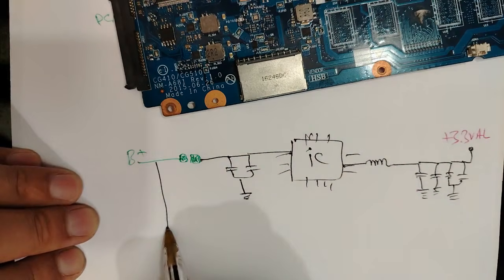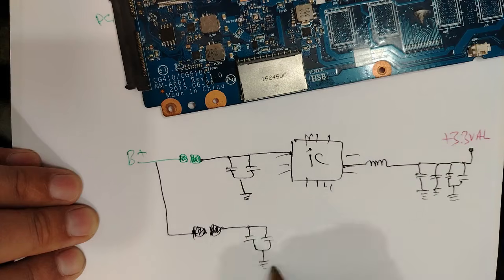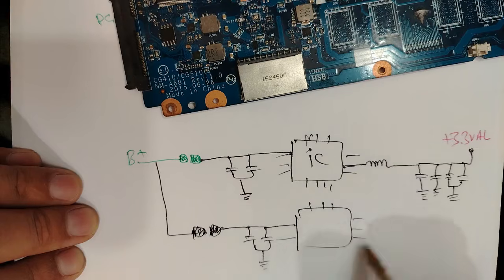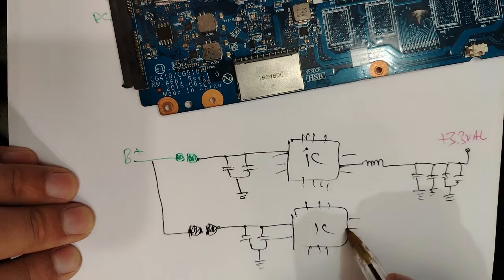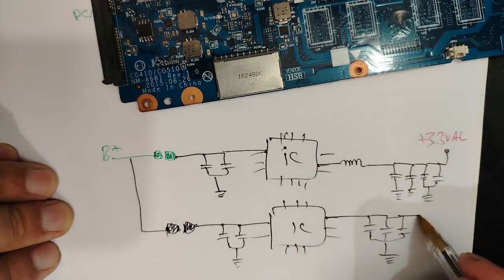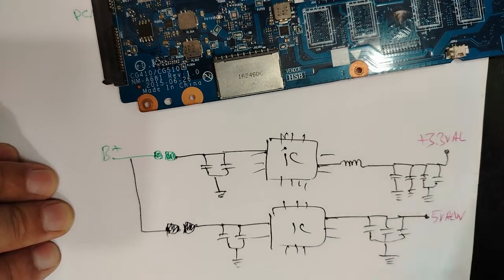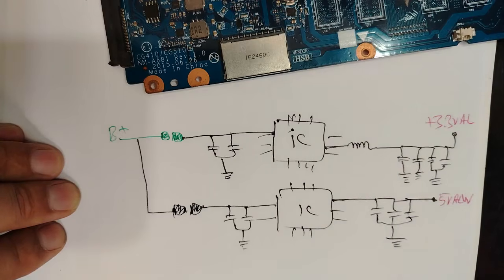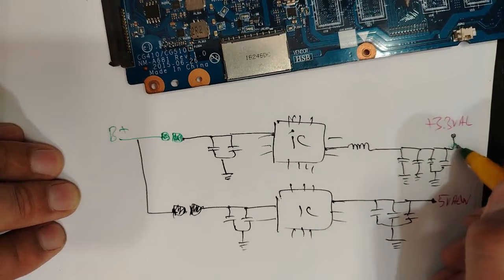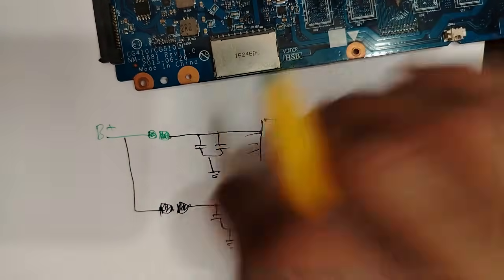Very simple. For 5 volts also, we have a pad, then 2 ceramic capacitors connected to the ground, then we have another IC, then 3 ceramic capacitors connected to the ground, and we get 5 volts always. Very easy, guys. Of course, here we have a test point and here we have a test point. Let's name the components on this board.